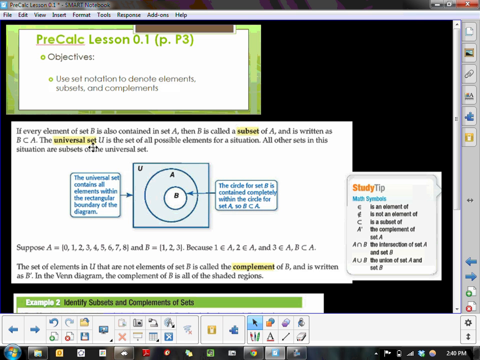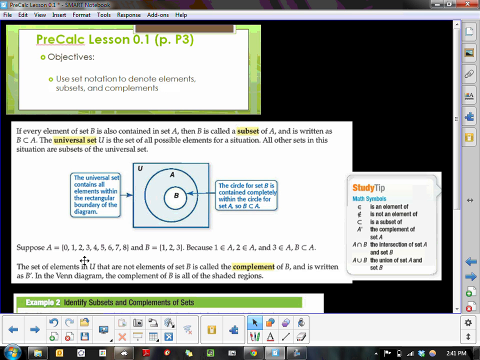The universal set that we talked about last year is this rectangular box, which includes every element within the rectangular boundary. It is the set of all possible elements for the situation. All other sets in this situation are subsets of the universal set. So they're saying that since we have a universal set U, A is completely inside of U, so A is a subset of U, and B is a subset of U.